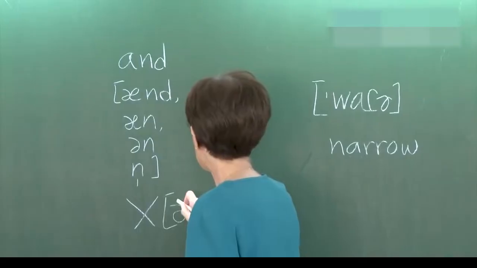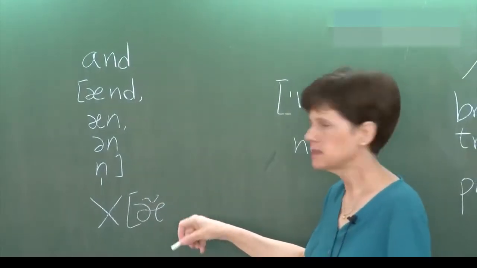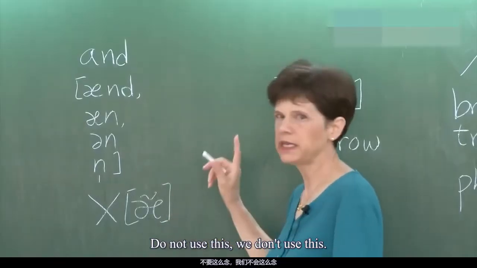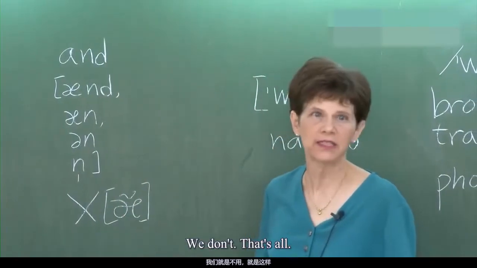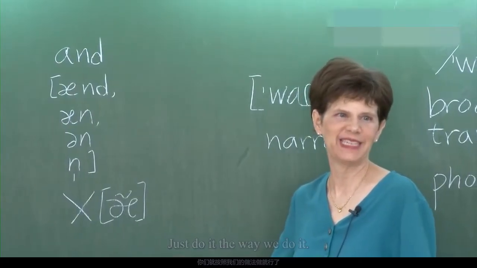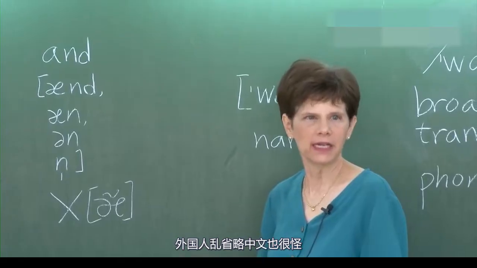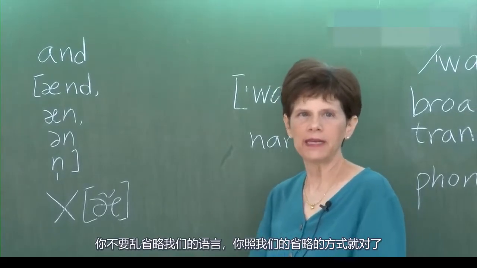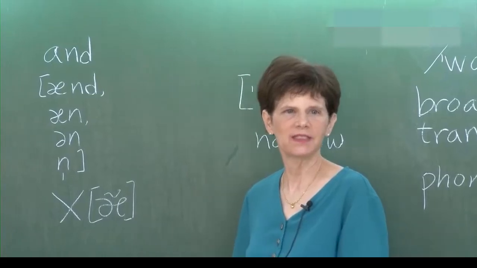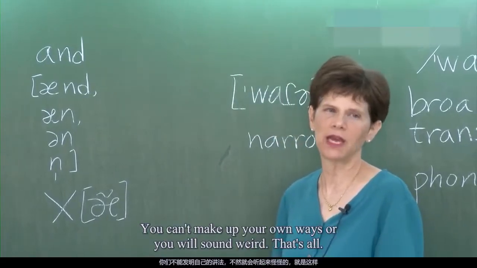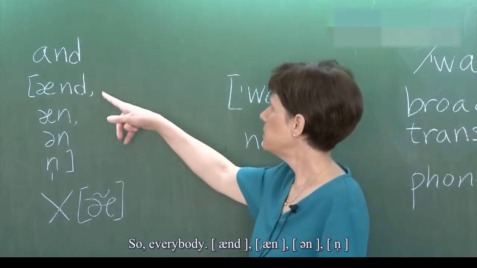不可以. This is 笔画. 有笔画. Do not use this. We don't use this. Now you think, why do we use these and we don't use this? We don't. That's all. Just do it the way we do it. Now I think I've told you the story about 外国人乱省略中文也很怪. 你不要乱省略我们的语言，你照我们的省略的方式就对了. You have to follow the native speakers. You can't make up your own ways or you will sound weird. That's all.